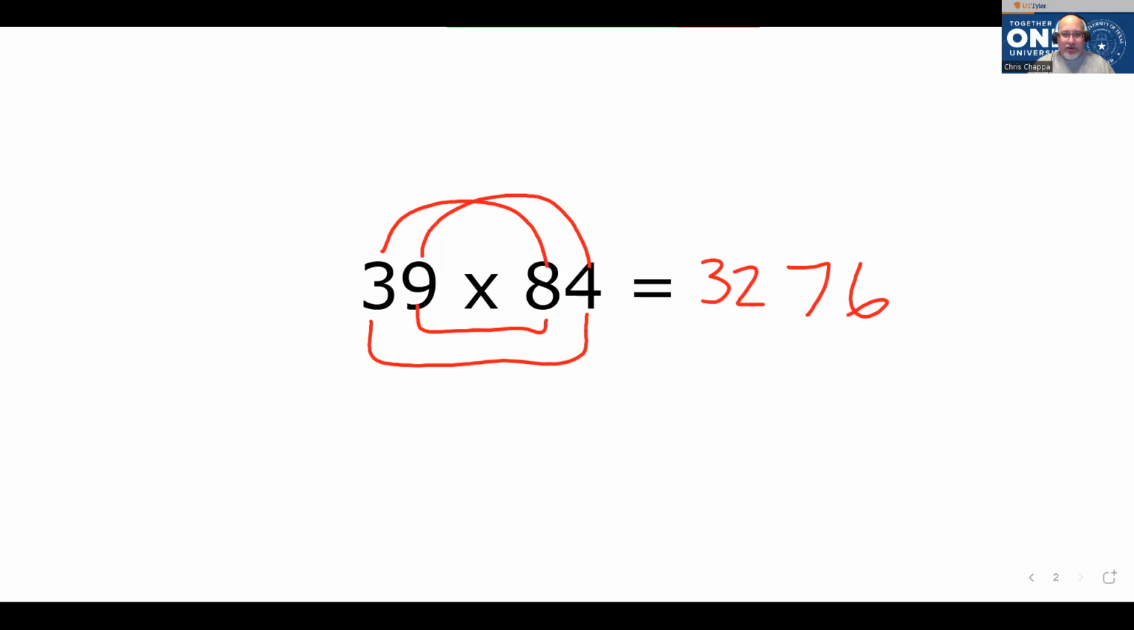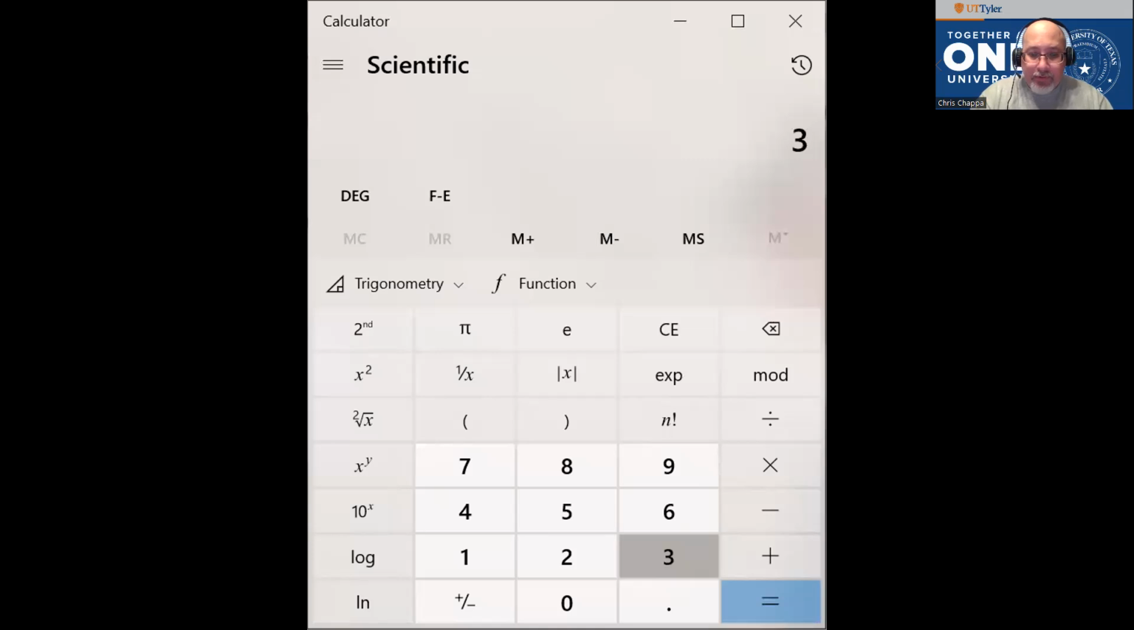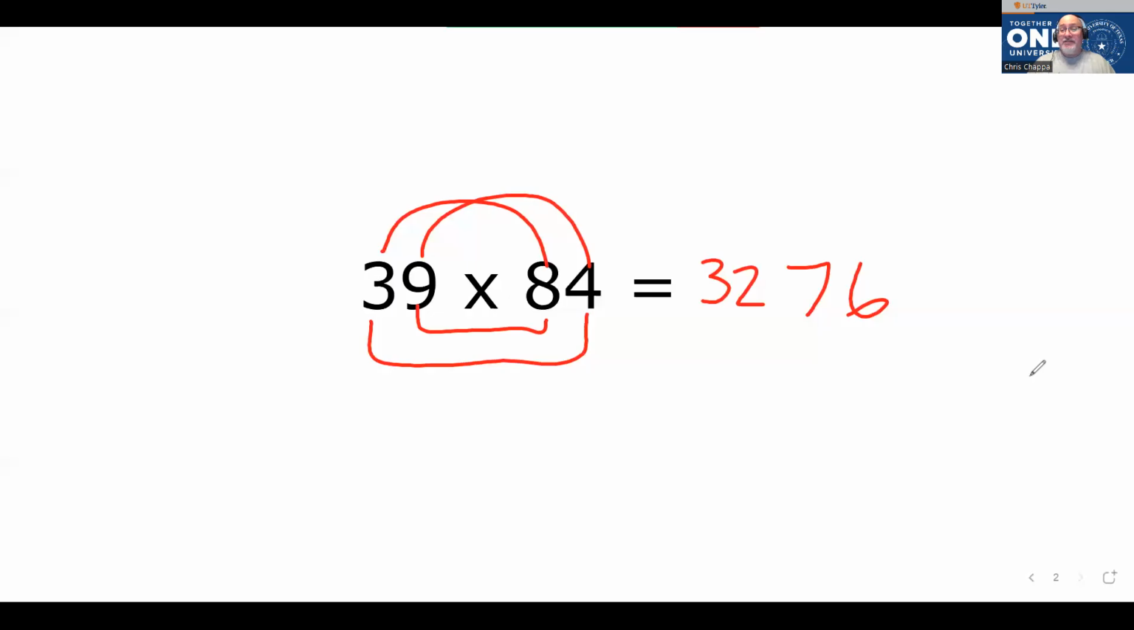I'm going to open up a calculator, do a screen share with you. What was the problem we did? I don't remember what problem we did. We did 39 times 84. All right, let's take a look at the calculator. 39 times 84, 3276. I believe that's what I got. Yep. And that's how you multiply 2 two-digit numbers mentally.